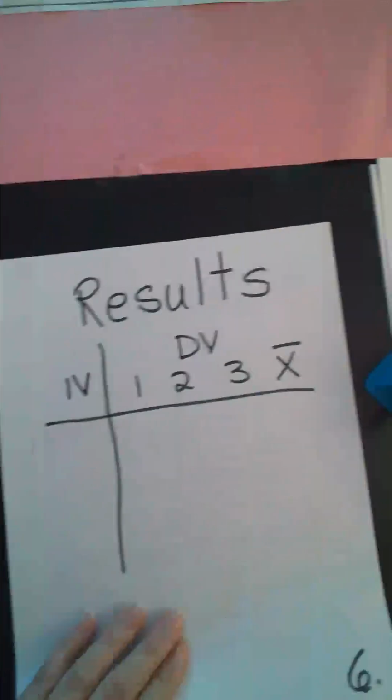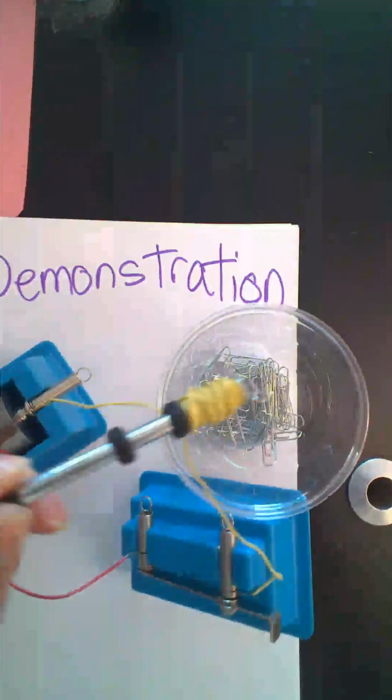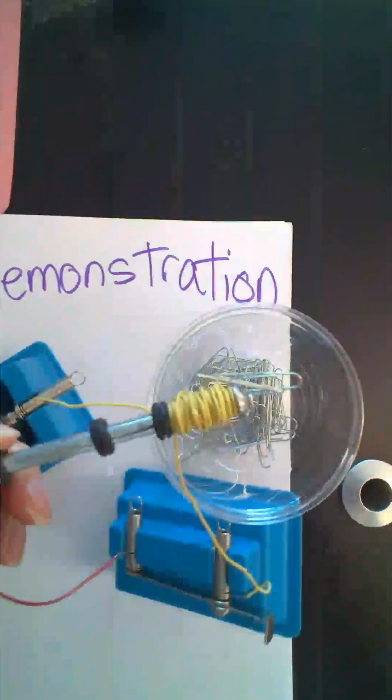While you're doing the experiment, you can show a demonstration of it. Here I've set up my experiment. I'm going to close my switch and then see if I have an electromagnet. And I do. It's picking up some of the paper clips. Now when I open the switch, they should all drop off. See, I can't do this with one hand.